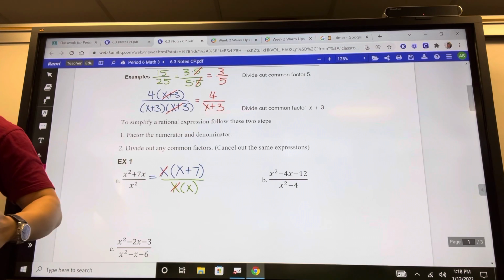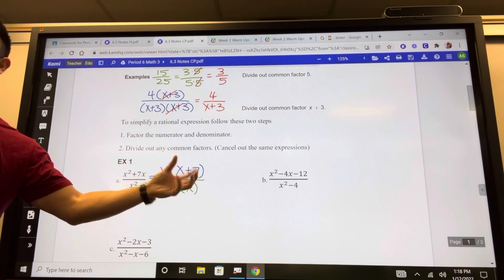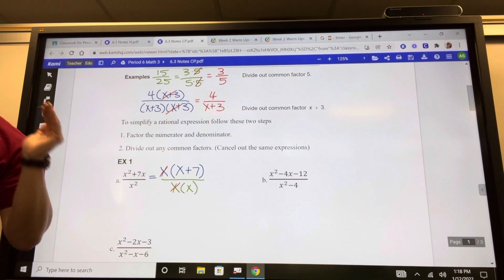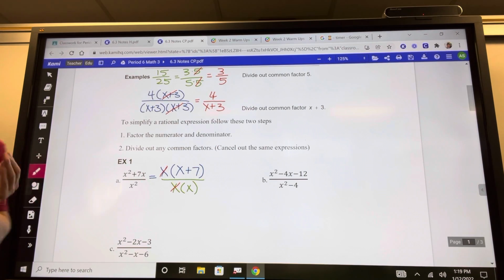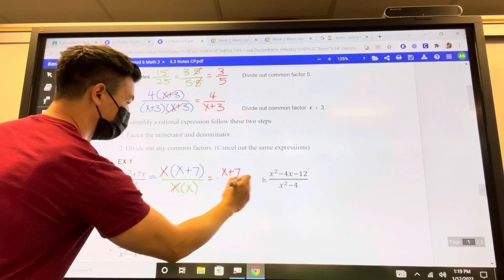Does that make sense? Yeah. So when I have these parentheses, they are holding these two things together. So if I had x plus 7 on top and x plus 7 on bottom, then that would work. But I can't just cancel out a singular x. So my answer ends up being x plus 7 over x.